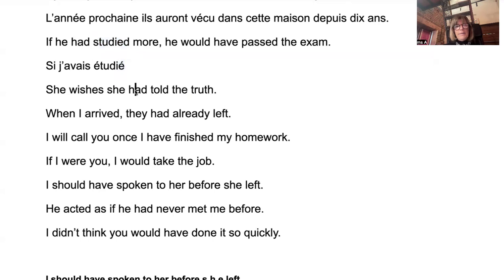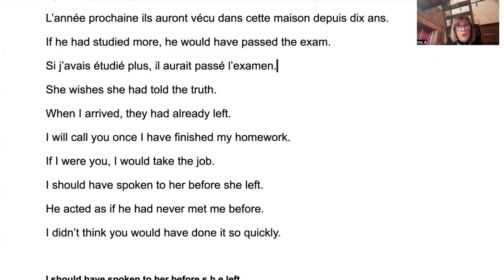How do I see if it's a past participle? Because I have here an auxiliary. You see? I have the verb avoir. Si j'avais étudié plus, plus is more, he would have. Would have is the conditional of to have. Il aurait, this is the conditional of have. Past, we have again the past participle. Passé, l'examen. The exam, l'examen.